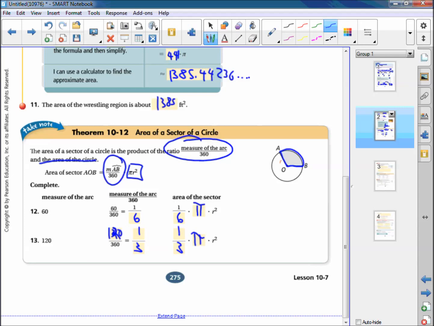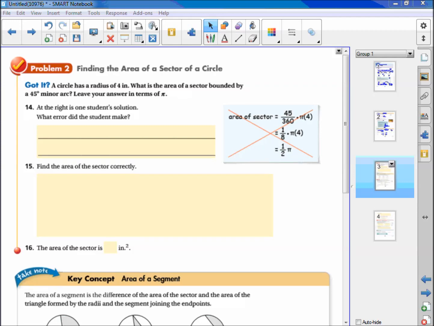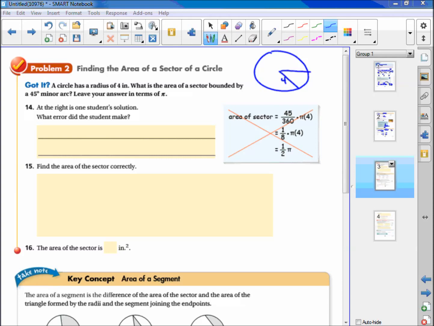All right, let's flip it over and take a look at page 3. On the top of page 3, we have problem number 2, finding the area of a sector of a circle. A circle has a radius of 4 inches. So let's draw this circle. What is the area of a sector bounded by a minor arc of 45 degrees? We know that our arc here is 45 degrees, and we want to find this area in here.